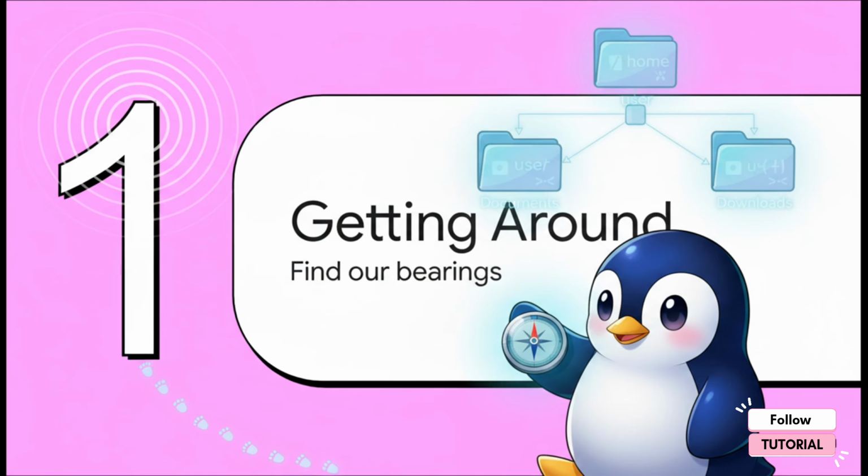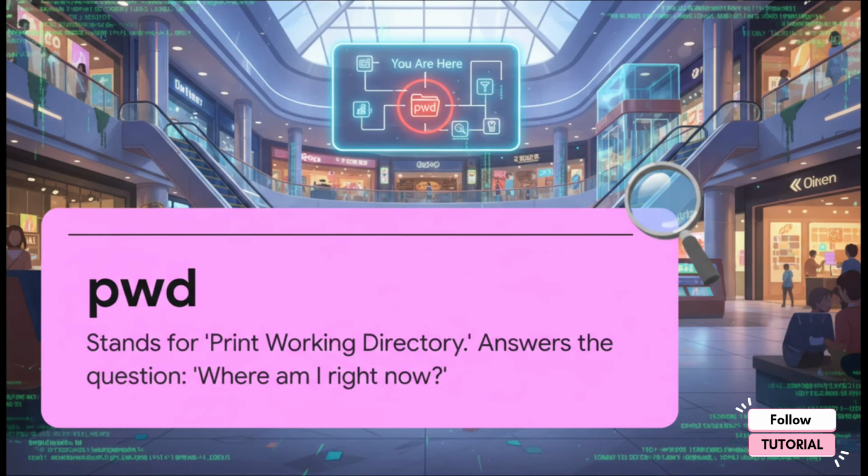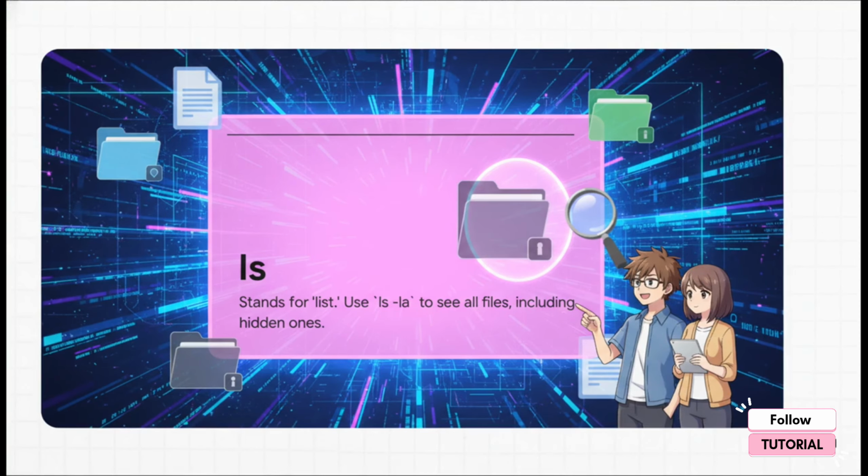Well, just like exploring a new city, the very first thing you need to do is get your bearings. We've got to learn how to move around the Linux file system. And your absolute number one command for that is pwd. That stands for Print Working Directory. Seriously, just think of it like that big red "you are here" dot on a mall map. Anytime you're lost, just type pwd, hit enter, and boom, it tells you exactly where you are. It's your home base.